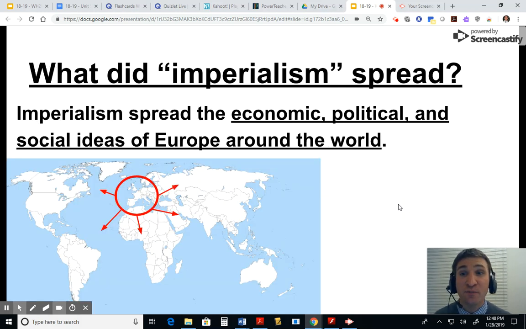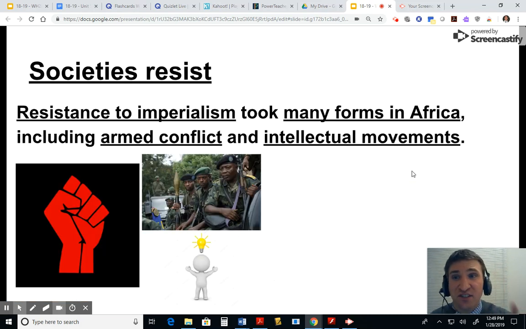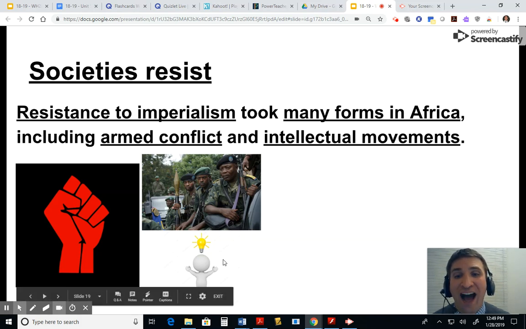What did imperialism spread? Imperialism spread the economic, political, and social ideas of Europe around the world, in Africa, but also in Asia, and also in the Americas. Europe wants more power. They spread their wings, and they also spread their culture, their languages, their religions as well. Societies resist. Resistance to imperialism took many forms in Africa, including armed conflict and intellectual movements. So ideas and violence were mixed.